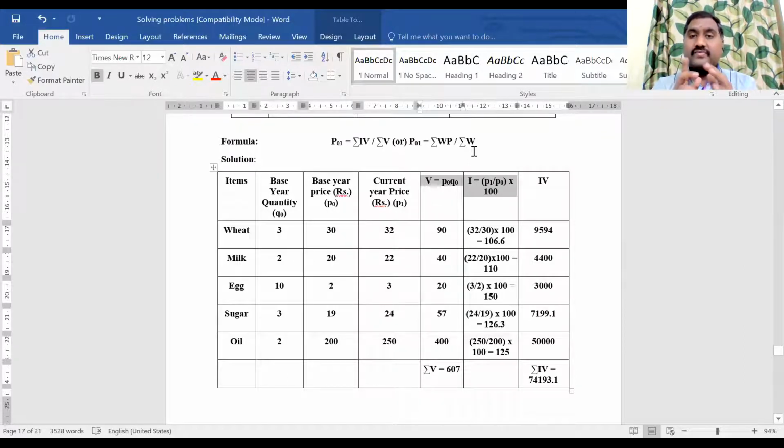Suppose weightage and value are not given directly, only P1, P0, Q0, Q1 are given, then you can use this method. You can use any formula, either the first or second formula. Anyhow, you will get the same answer. But which formula you are going to use?